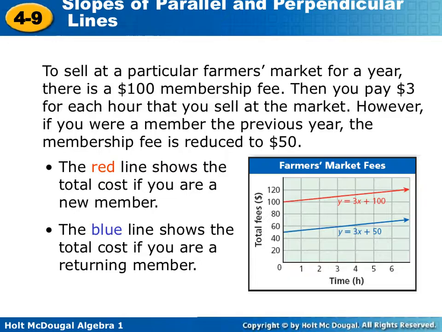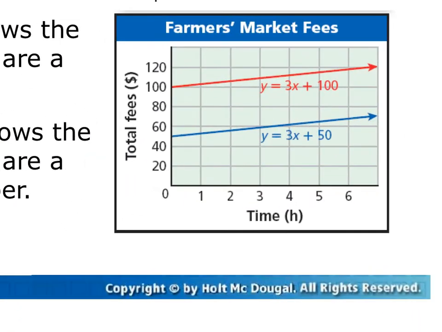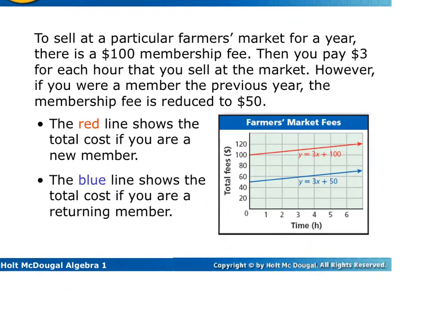So here is a word problem. Can anybody tell me what kind of lines these are? Are they parallel or perpendicular? They're parallel. Notice the two equations written in red and blue. Notice that they have the same number in front of x. What is that number in front of x? 3. And what does it represent? The slope. Good. So these two lines are parallel and they have the same slope.